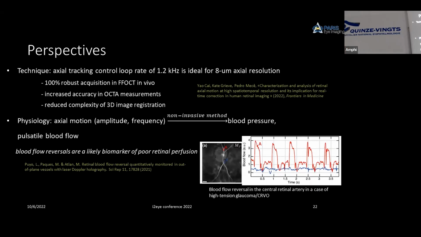And in terms of the physiology, as I showed previously, some interesting findings have shown the X-ray motion, the amplitude and the frequency, seem to be linked to the blood pressure, the pulsatile blood flow. And from this paper from Leopold, published in 2021, they showed that in patients with high tension glaucoma, they found abnormality in the blood flow. So we are wondering whether the X motion can be a new biomarker for this kind of disease, and also it's a non-contact method, and it can be just a bonus from the OCT measurement.